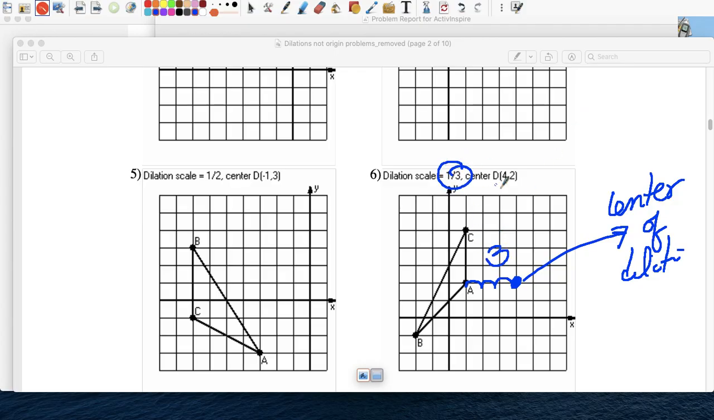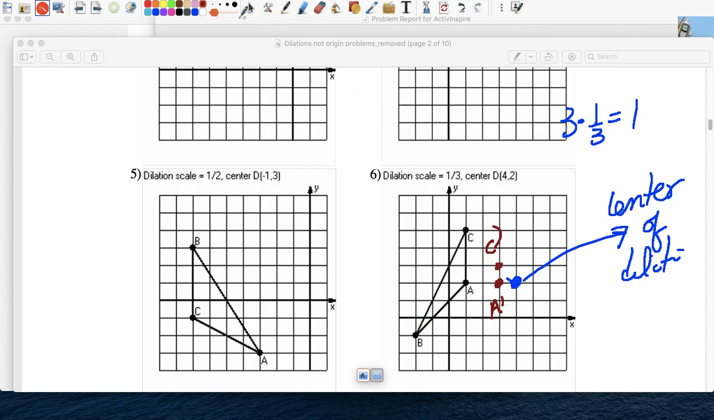But the scale factor is 1/3. So 3 times 1/3 is just 1. The distance was 3, and we want 1/3 of it. So 1/3 of it is just 1 unit. And ta-da! Here's my A prime. C. Well, how do I get to C? It's 1, 2, 3 to the right and 3 up. So multiplied by 1/3, it's just 1. So C is going to be 1 to the left and 1 up. So here is C prime.